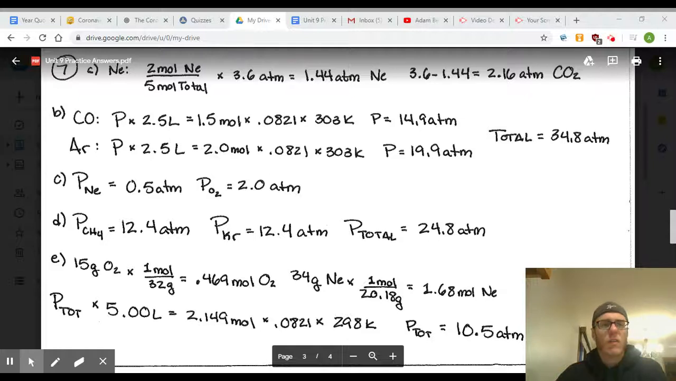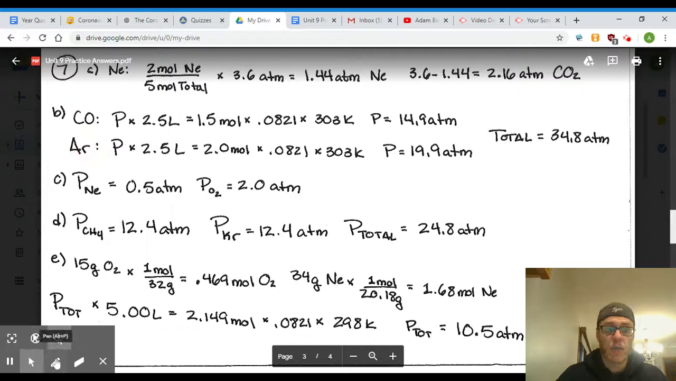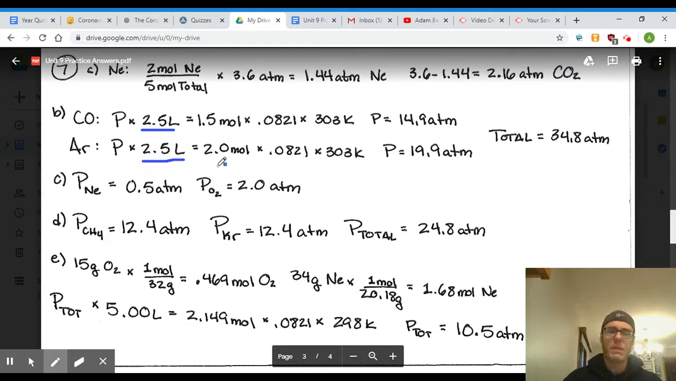Hi guys, right now I'm going to discuss Unit 9 practice problems number 7B and 7E. Now for 7B, you can see we've got carbon monoxide here and argon here. So we have two different gases mixed in a particular container. That container has a volume of 2.5 liters, which means both gases have that particular volume. So they get the same volume here.